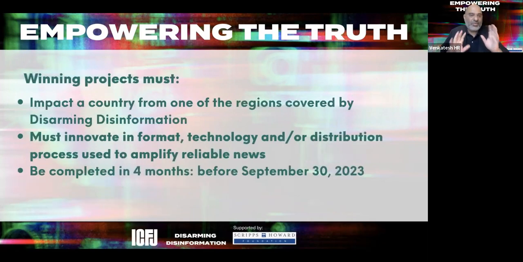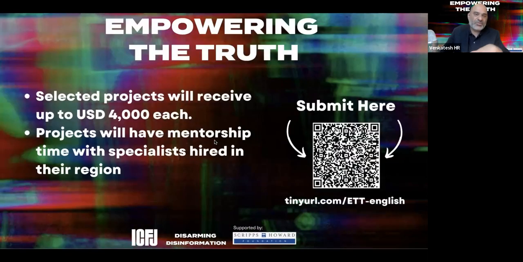And finally, winning projects should impact a country in one of the regions. You'll find it on the ICFJ website. You must innovate in format, technology, or distribution to amplify reliable news. The whole project ends in 4 months, and you will get something like 4,000 USD. And you can find the application form right there.